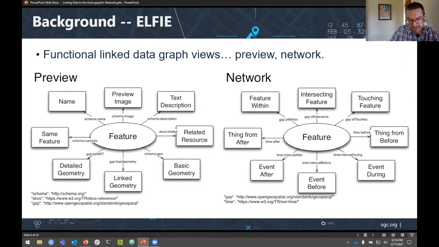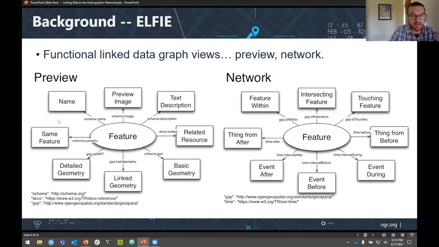And the core components of this ELFI work were not specific to any one scientific or environmental science domain. It was more general to a kind of geospatial feature. And we came up with two sets of information that are two views of the total information about a given feature. In this case, a feature is something like a stream gauge or a well or a bridge. So these two views are rooted in a use case or a function that we would want to provide on a web page about the feature.